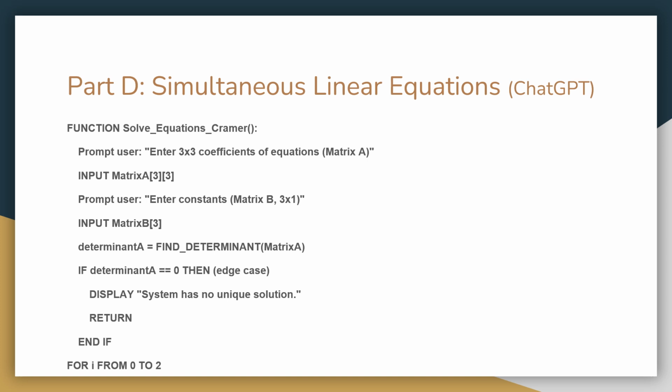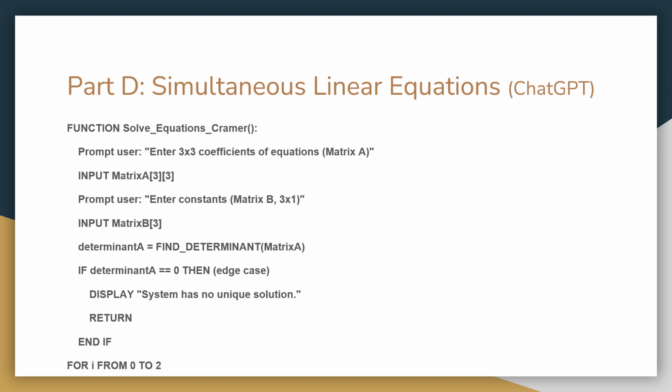Looking at ChatGPT's version of simultaneous linear equations, they start off with a function, solve equations Cramer. So the first thing they do is prompt the user. So they say enter a 3 by 3 coefficient of equations matrix A. So they tell the user to input matrix A, 3 by 3. So the person is declaring the numbers into that 3 by 3 matrix. And then once they do that, it'll prompt the user again saying enter constants of matrix B, 3 by 1. So now it's going to give the user the option to input the matrix B, which is the 3 by 1. So they'll put the numbers that they want in there.